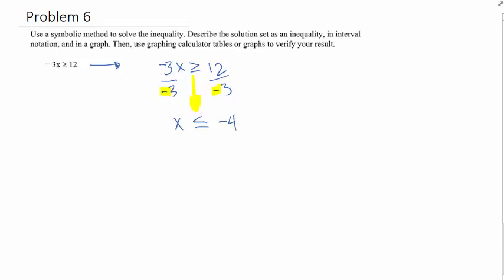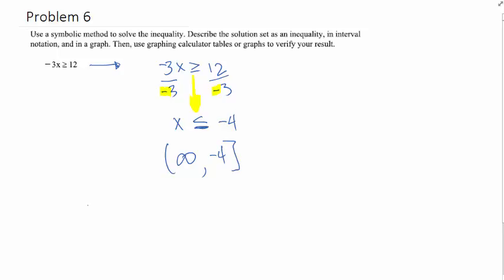We have x is less than or equal to -4, so it has to go with everything that's less than -4. So another way to denote that would be from negative infinity up to -4. And now the bracket over here is a square bracket because we are including -4.